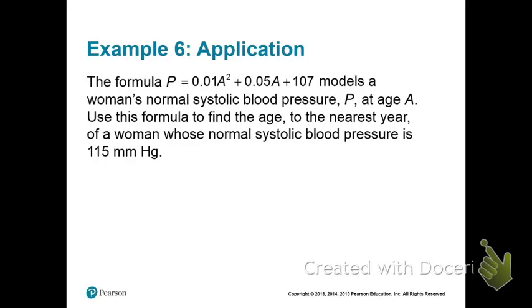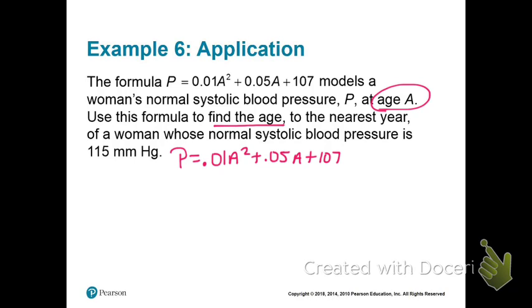All right, so in example 6, we've read through it, and we've got this, or I said formula, but equation here. What am I after? I want to find the age to the nearest year. Well, age is what? P or A? Age is A. So I'm going to solve for A.